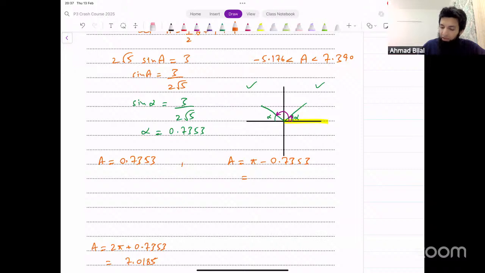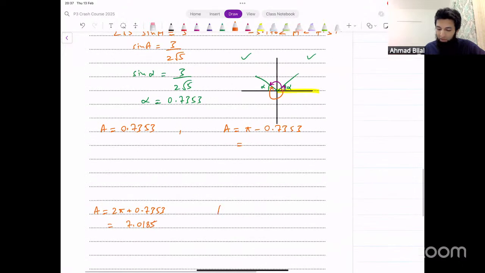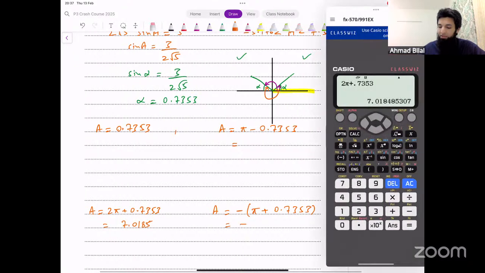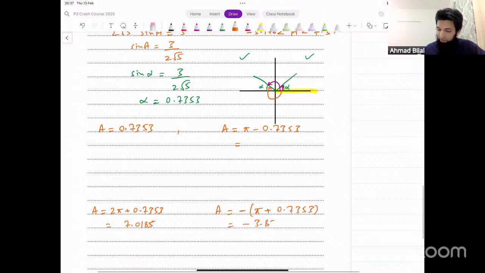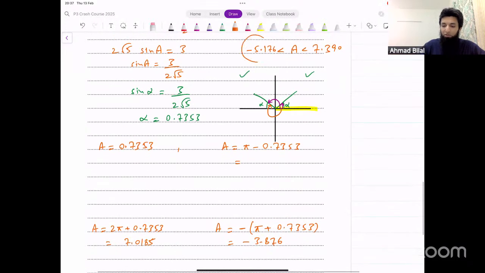Let's check that. If you go clockwise, this is the first angle that we find there. Is that in the interval? Let's figure that out. This is pi plus the basic angle, 0.7353. But since we're going clockwise, we put a negative sign with that. Let's see what this number is. Minus 3.876. So that's the number that we get. This is also in the interval, so we also have to consider this.